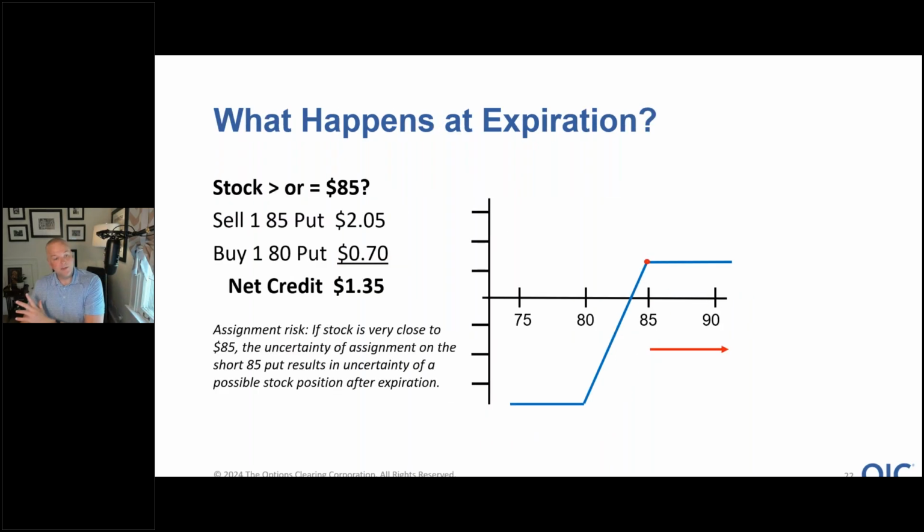Now, what happens at expiration? This is the exact opposite of the call spread. What happens at the call spread expiration? If the stock goes out above both of these strikes, both of these options should theoretically go out worthless. Now, assignment risk here, again, is the same as the call spread assignment risk. If you're close to this strike, pay attention to where the stock is.